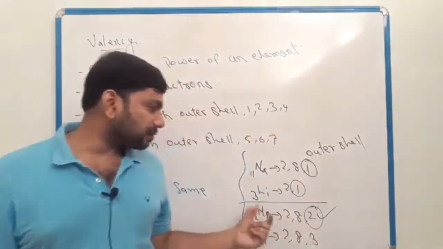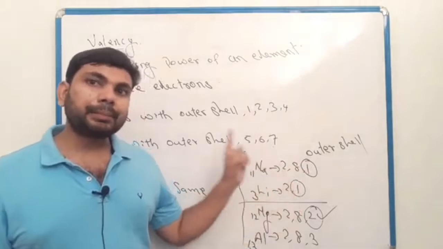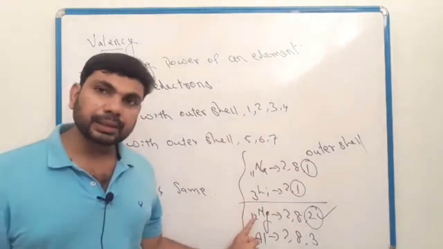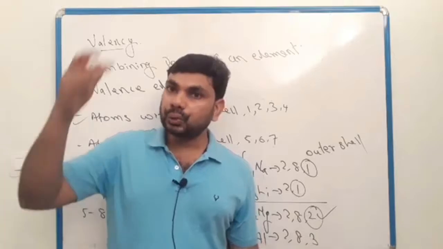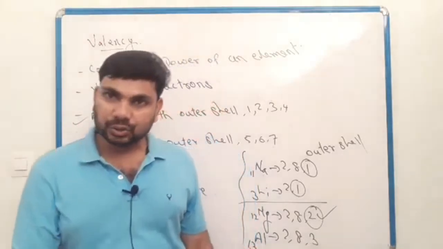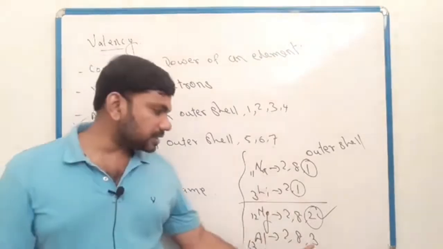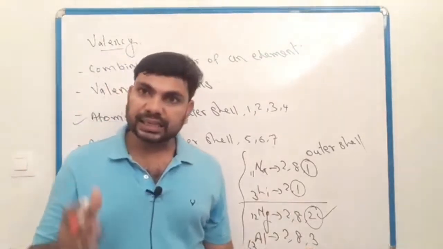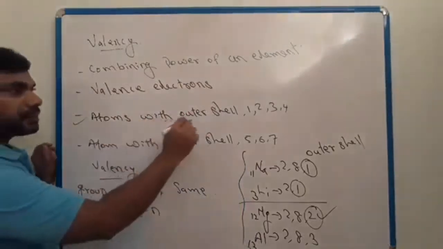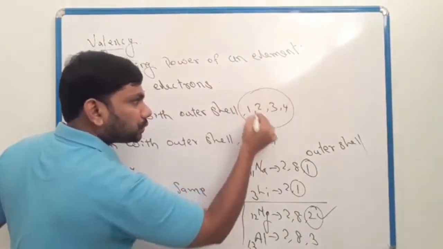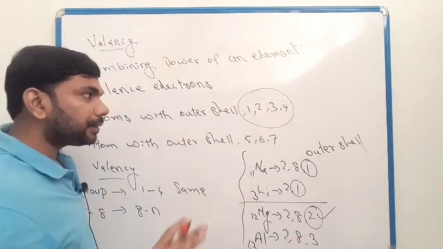So what is the valency of sodium? 1. What is the valency of lithium? 1. What is the valency of magnesium? 2. What is the valency of beryllium? 2. All group 2 elements, valence electrons are 2, valency 2. All group 3 elements, valence electrons are 3, valency 3. Clear? So atoms with 1, 2, 3, 4 valence electrons, their valency will be the same.